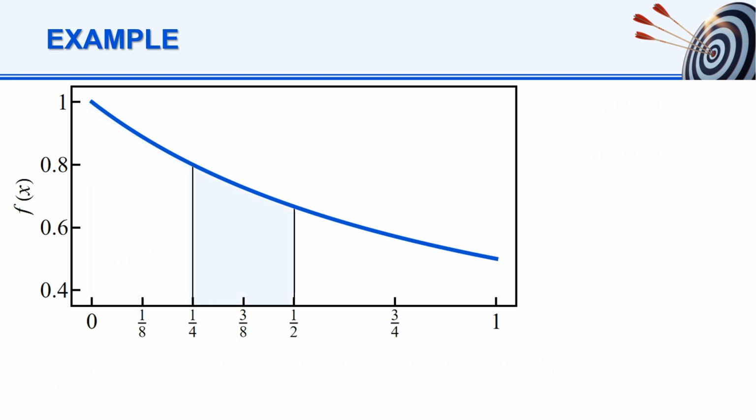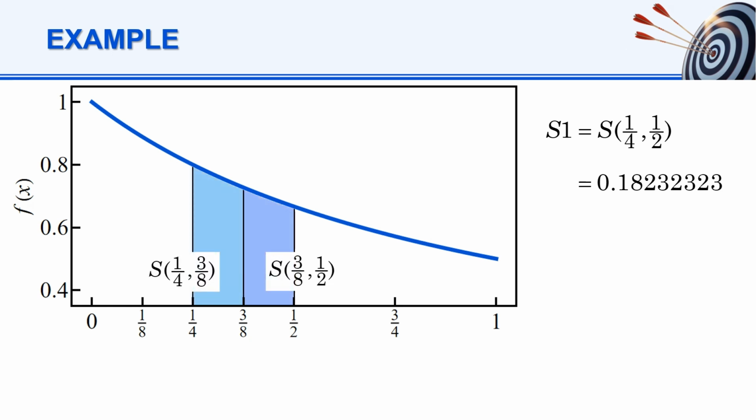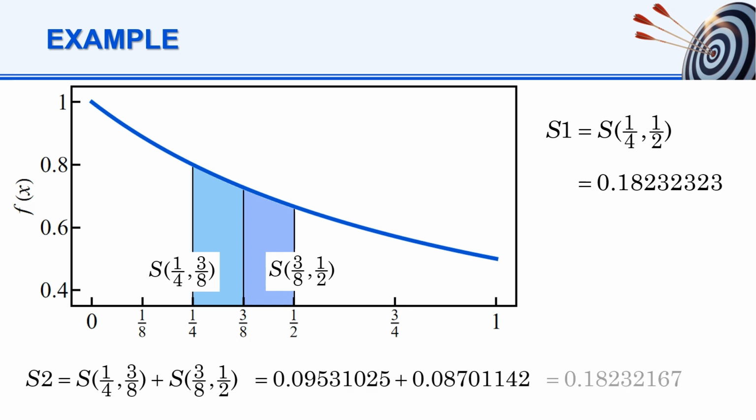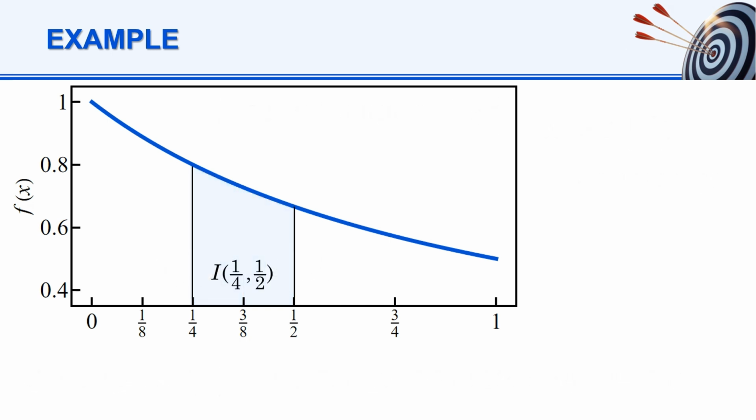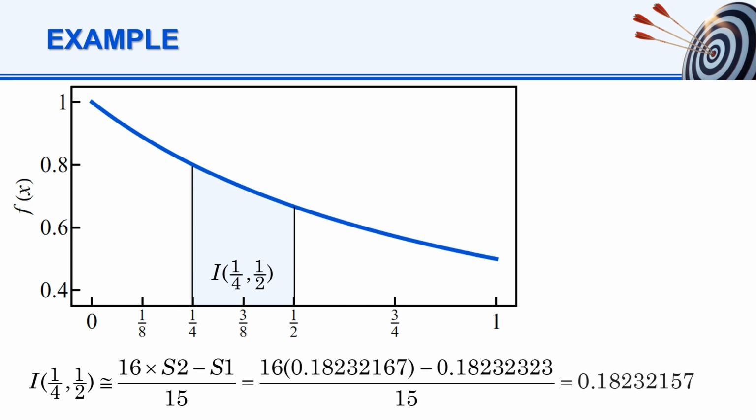Now, we move on to the next subregion from 1/4 to 1/2. The S1 estimate has already been calculated. We divide the S1 region into two subregions and apply Simpson's rule on both regions. We observe that the convergence test for S1 and S2 is satisfied. Now, we will apply Richardson's extrapolation to obtain a more accurate estimate, which is 0.18232157.